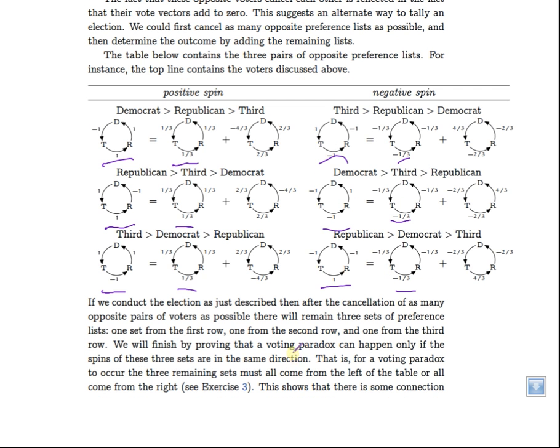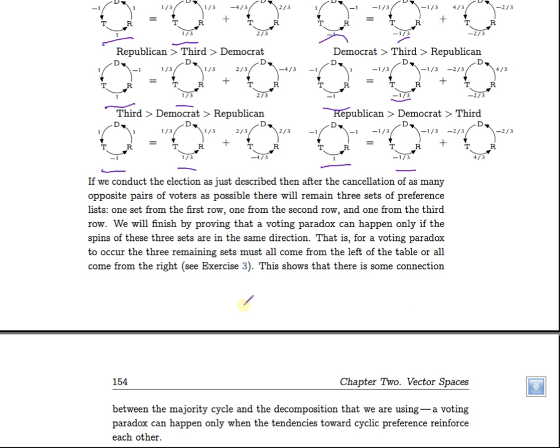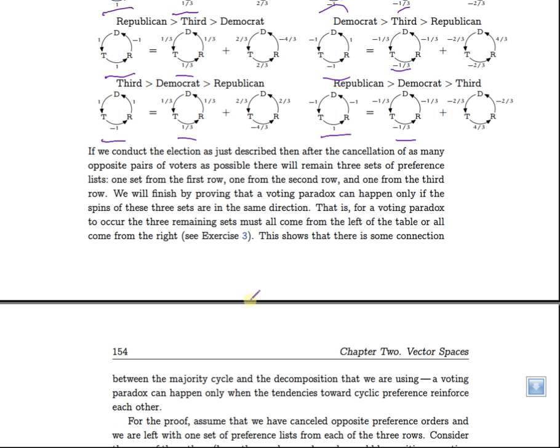All right, so let's see. Here he says that if we conduct the election as just described, then after the cancellation of as many opposite pairs of voters as possible, there will remain 3 sets of preference lists: one from the first row, one from the second row, and one from the third row.